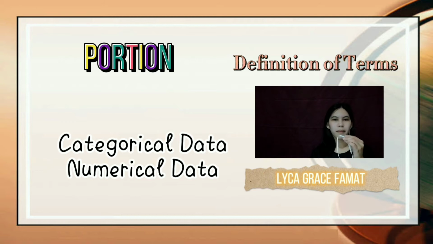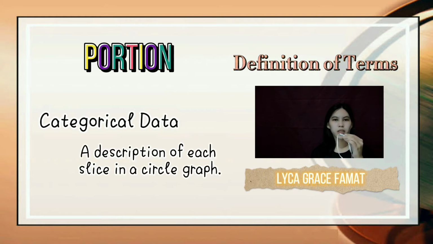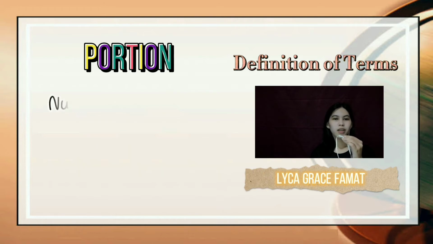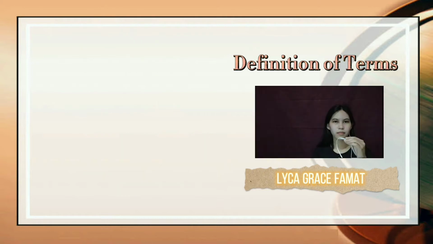Now, what do we mean by categorical and numerical data? First, categorical data. It is the description of each slice in a circle graph. Next, numerical data. It represents the value of each category. It is also the basis of the arc length of each slices.